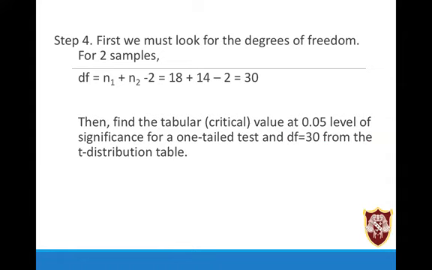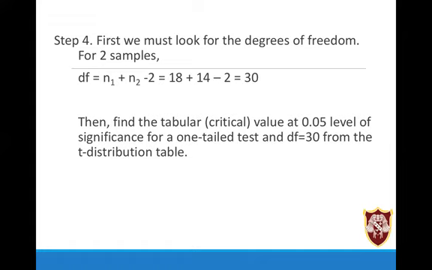And then step 4, we have to determine the critical value or the tabular value of t. But first, we must look for the degrees of freedom. So determining the degrees of freedom is necessary when performing t-tests. Okay, so for two samples, the degrees of freedom is equal to the sum of the two sample sizes, n sub 1 and n sub 2 minus 2. So we have 18 plus 14 minus 2 equals 30.